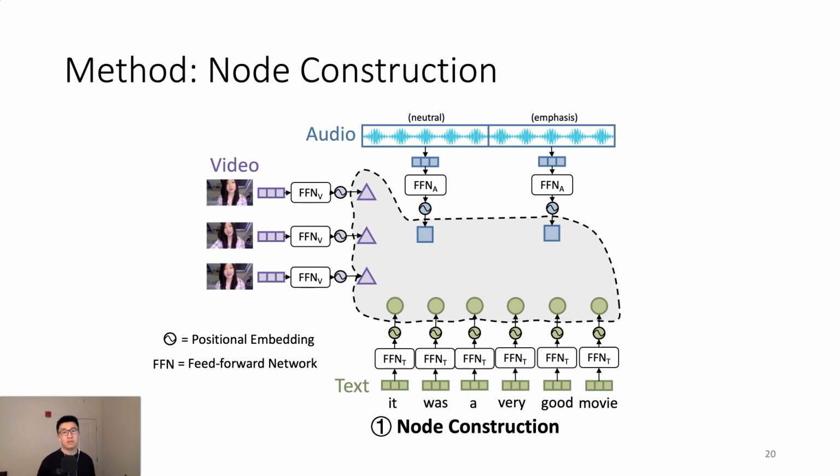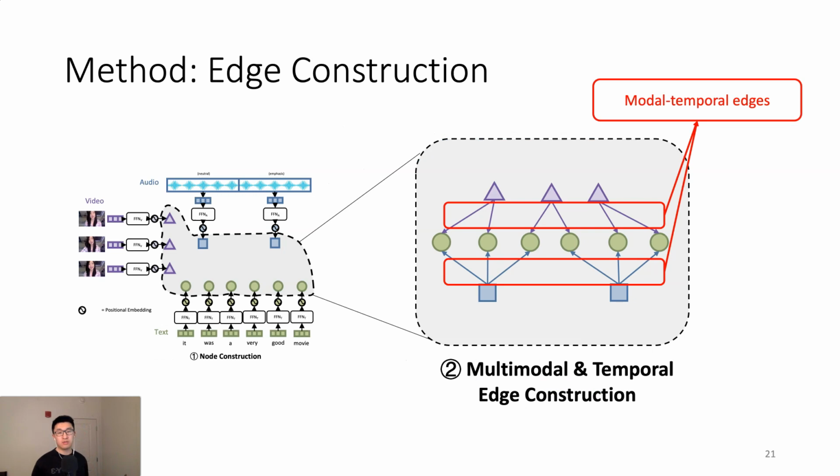Specifically, this is done by first passing the vector through a feed-forward network and then adding a positional embedding to the vector. And the final product vector will be added as a node into the graph. So with all those nodes constructed, we would then construct the edges between these nodes. We come up with a way to construct modal-temporal edges between these multimodal nodes. For the time being, please refer to our paper for more details on how exactly we construct these modal-temporal edges.